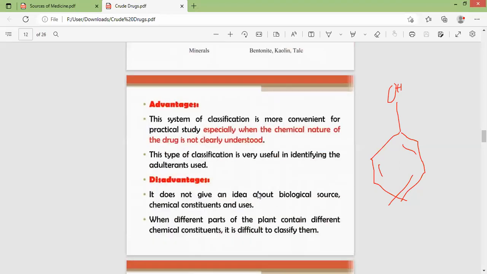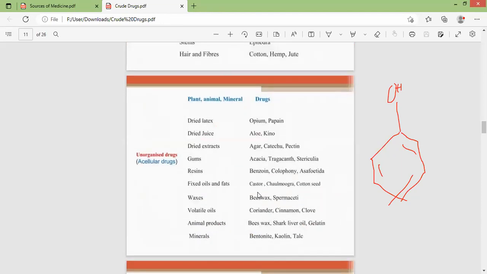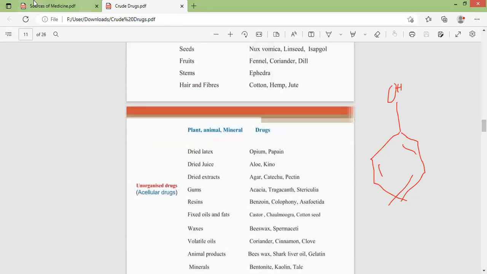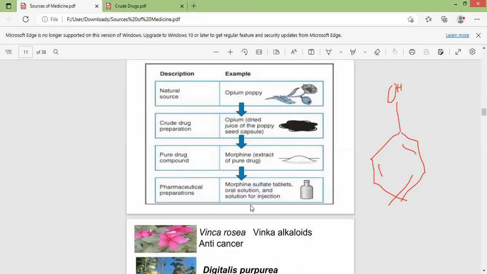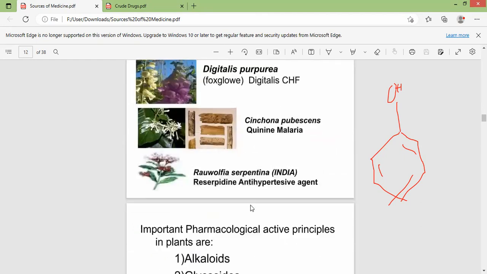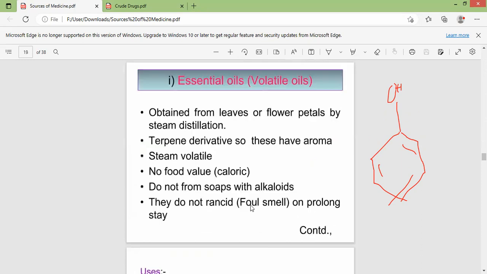I just wanted to have that clarification, but we'll have more examples when we are covering this in the evening. So we can go back here. For crude drugs, I just wanted you to know there's the organized, whereby you get it from a specific part of the plant, and then unorganized, whereby it's not from any specific part of the plant.